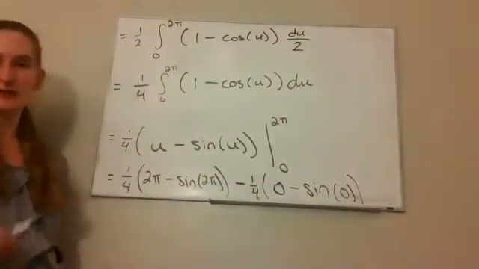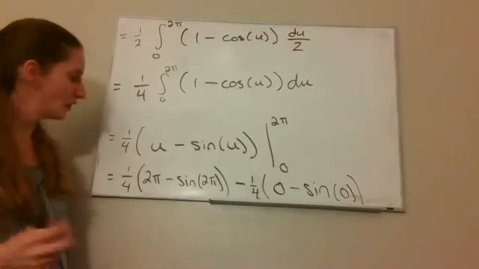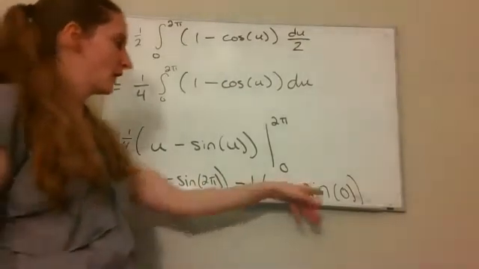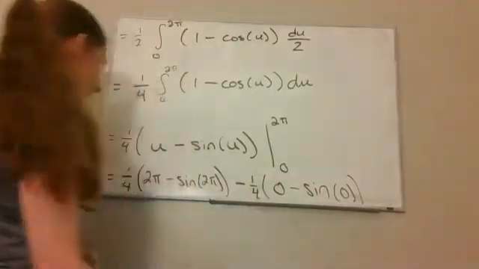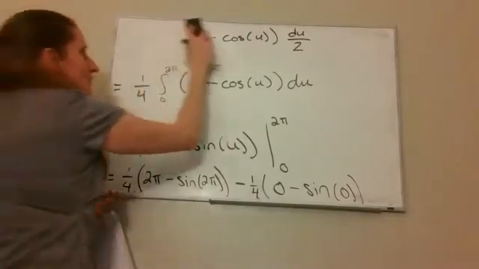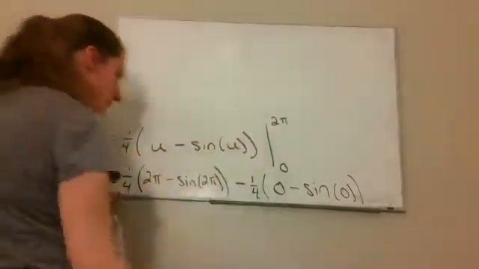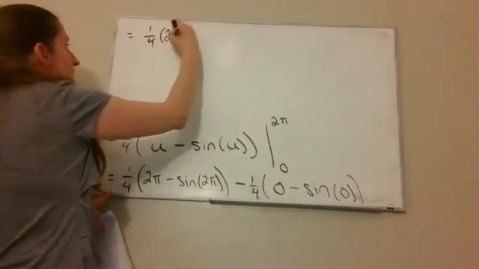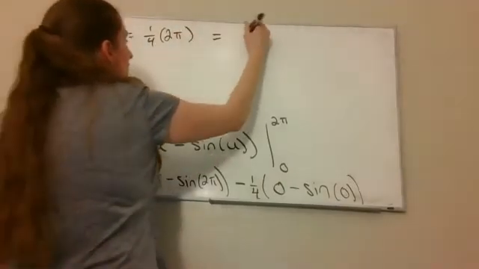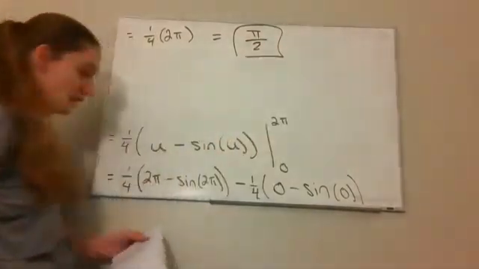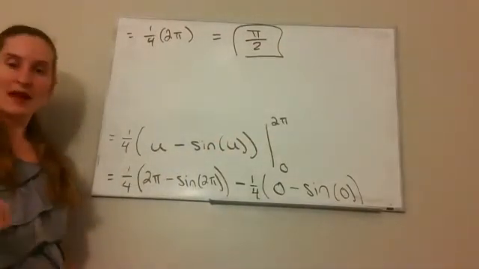And now we just have to remember all of the things on our unit circle. Sine of 2 pi is 0. Sine of 0 is 0. So all that I have left from this is the 1/4 times the 2 pi. Which of course is just pi over 2. That's my final answer. So that one wasn't too bad.